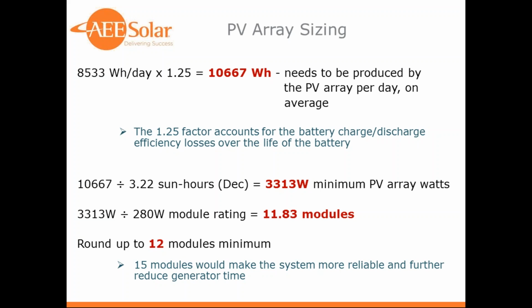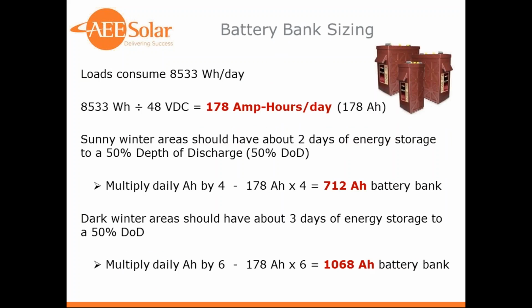So then we need to look at our battery bank sizing. Now that we've sized our PV array, and back to the loads, we're consuming roughly 8,533 watts. And if we divide that by the battery voltage, in this example I'm using 48 volt, which is going to be the most common for home setups, we come to a figure of roughly 178 amp hours per day. That's going to be the consumption out of the battery.